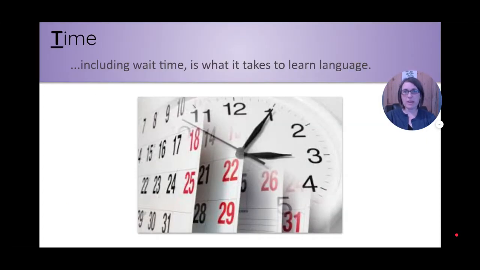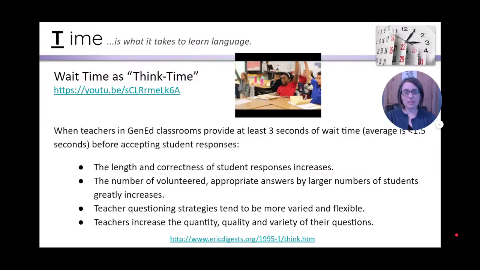All right, wait time. Wait time is a really key component in learning. A good way to understand its purpose is to think of it as think time. When wait time is provided, kids are given the opportunity to fully think through what they're being asked to respond about. And that thinking is part of the learning. So when thinking is short-circuited, then the learning is short-circuited. And for our kids with complex needs, this becomes even more important.